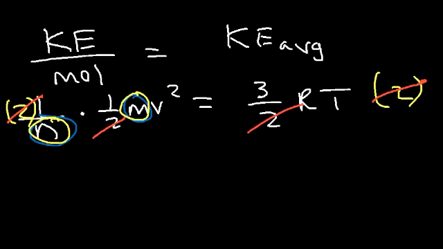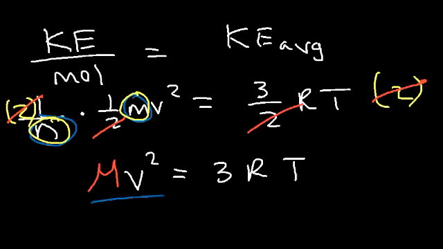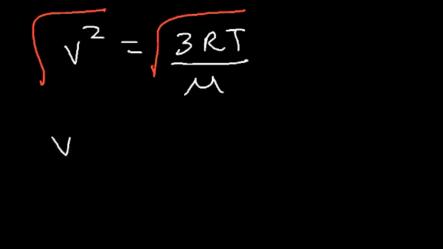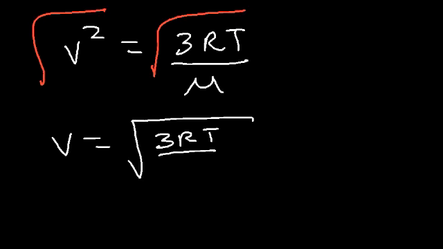So now let's replace m over n with molar mass. So we have molar mass on the left side times the velocity squared, and that's equal to 3 RT. So let's divide both sides by M. So on the left, M is going to cancel, so v squared is equal to 3 RT over M. So if we take the square root of both sides, the velocity, or the root mean square velocity of a gas, is equal to the square root of 3 RT over M.